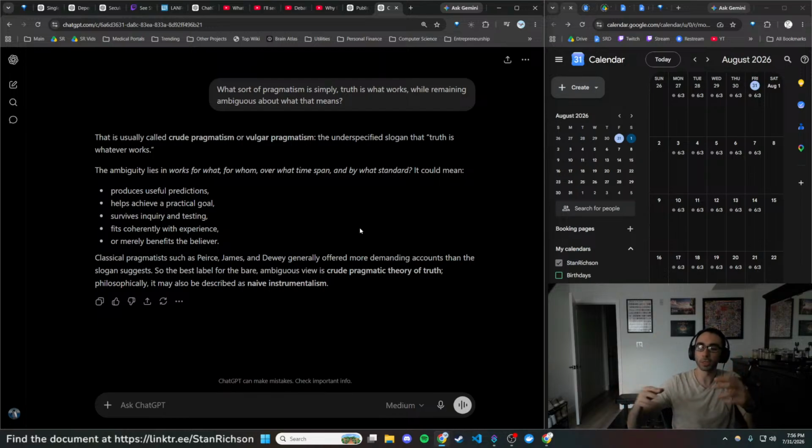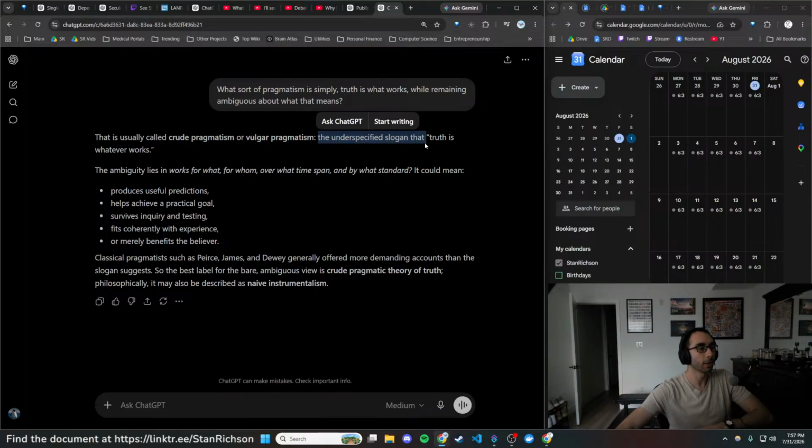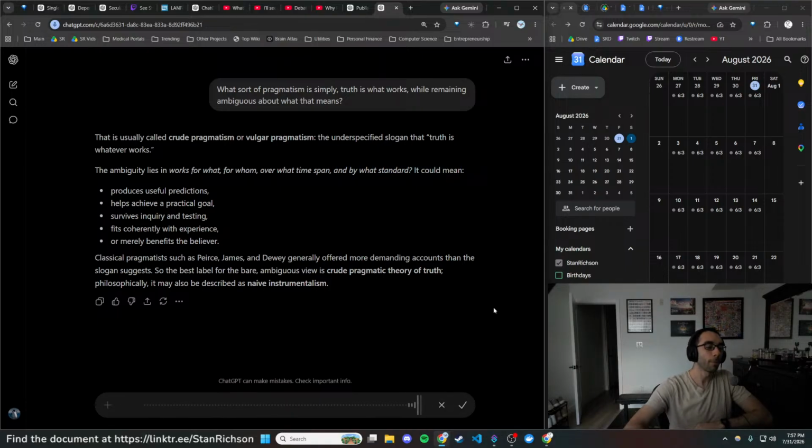The what works is grounded in just how the physical world plays itself out. But that's going to end up being how the organism regulates itself. This is usually called crude pragmatism or vulgar pragmatism, the underlying slogan that truth is whatever works. The ambiguity lies in what works for what, for whom, over what time span, and by what standard. Okay, so then what might naturalistic pragmatism be adding to the equation here?